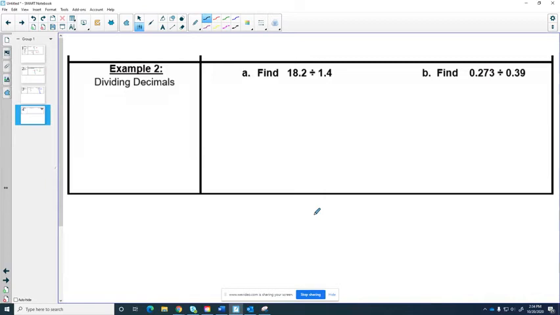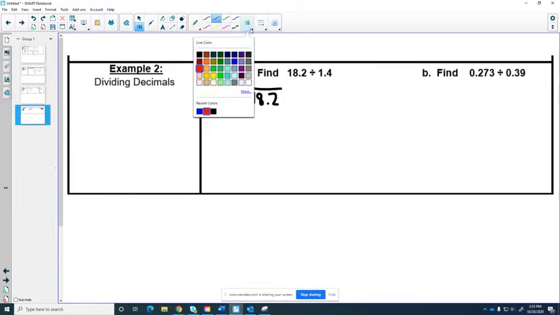In these two examples, we are going to divide decimals by decimals. So in this first one, we have 18 and 2/10 divided by 1 and 4/10. The 18 and 2/10 is the dividend, so we're going to put 18 and 2/10 inside the house, divided by 1 and 4/10. And 1 and 4/10 is the divisor.